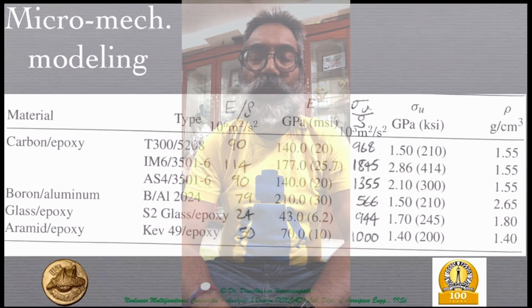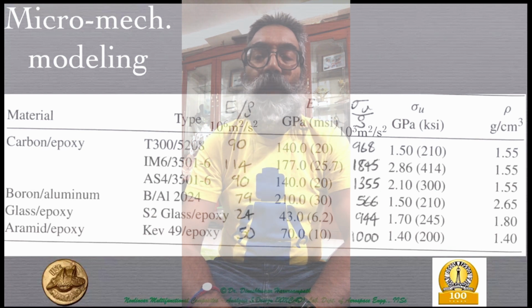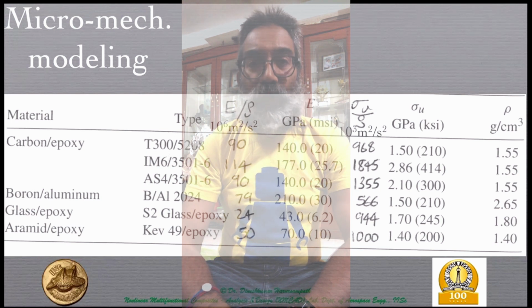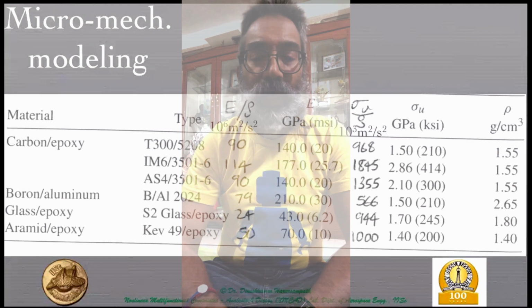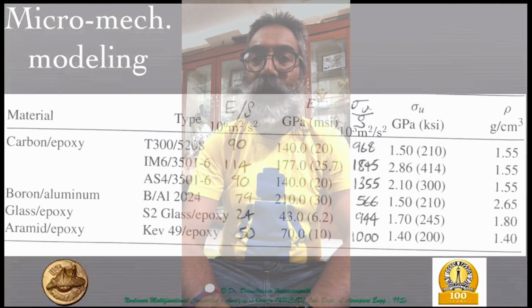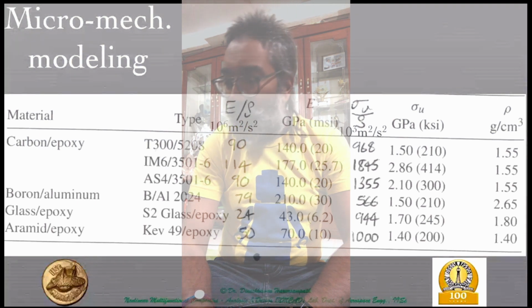Ignoring the porosity, which is always there, very small percentage though, if the manufacturing process involves autoclaves, for example, or vacuum bagging done in a proper way, vacuum assisted resin transfer molding, etc. But nonetheless, there will be a small amount of porosity, which usually becomes the source of matrix cracks, etc. Keeping all of that aside, we see that this is the range of the E by rho.